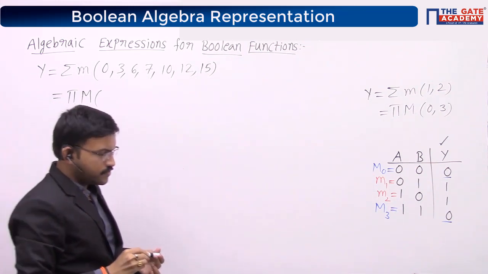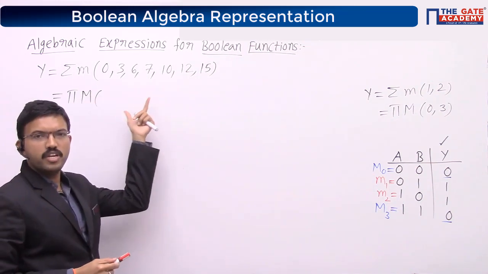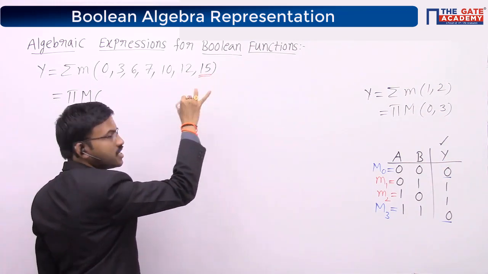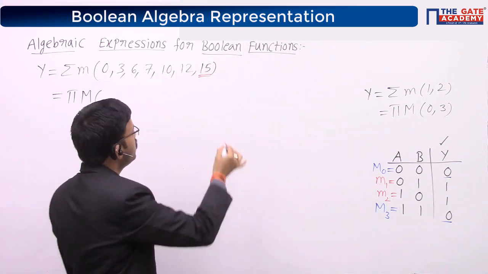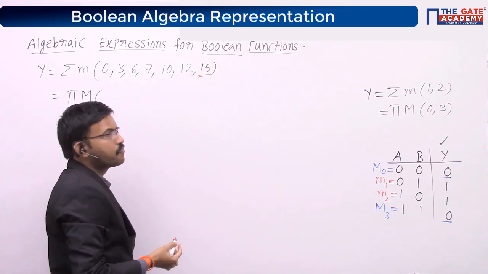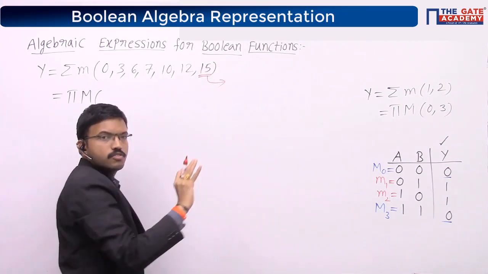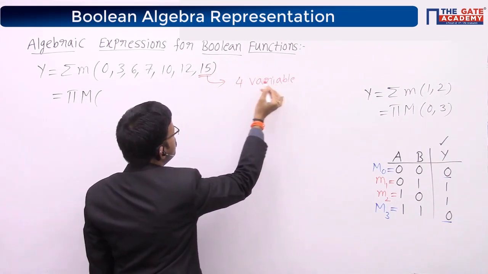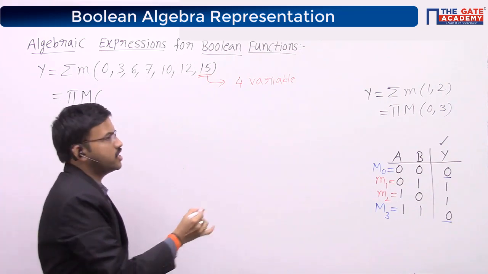Here if you observe, he has not mentioned how many variable function it is. But by looking at the min terms, you consider the maximum min term value. Here its value is 15. 15 you can represent with 4 variables, right? So that means it is a 4 variable function. For representing 15, we require 4 variables.